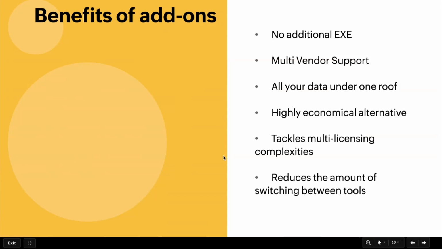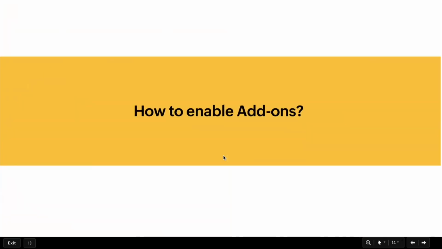We spoke about what an add-on is and its benefits. Now let's see how we can enable these add-ons. How can we enable add-ons? All you have to do is purchase and apply a single license for OpManager with the additional modules included in the same license, and then enable these modules within OpManager. So I'll show this to you in the UI.